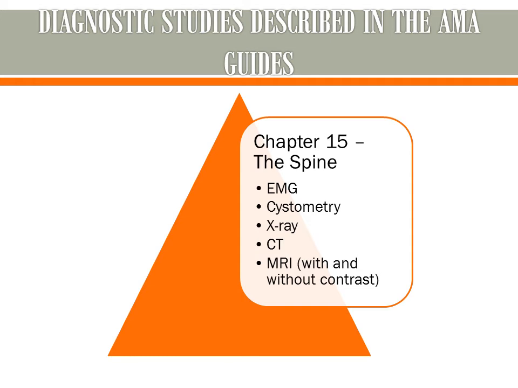In chapter 15, the spine chapter, it discusses some of the following diagnostic studies. It talks about plain film X-ray studies, talks about CT studies, talks about MRI studies, both with and without contrast, talks about electromyography or EMG testing, also talks about cystometry testing for assessing the bladder.